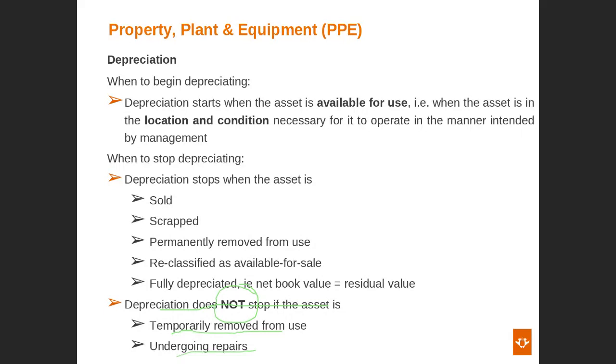So what is temporary? Temporary is if you're taking something out of use for a few months and then you're going to bring it back into use. It's not permanent. So do you think in our example here, the warehouse was permanently removed from use or temporarily removed from use? Okay, it was temporarily removed from use. Therefore, we should not stop depreciating that asset for those 2 months of November and December.